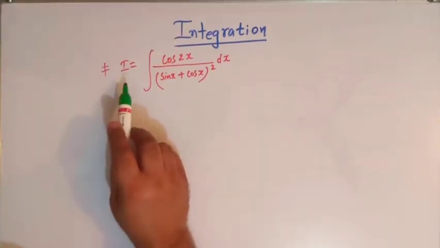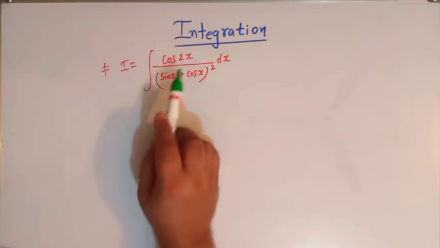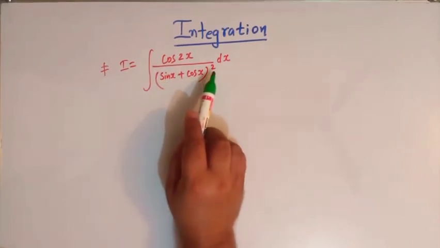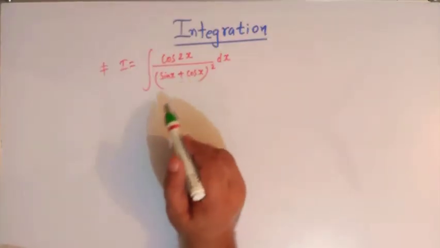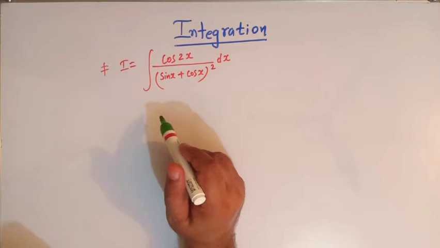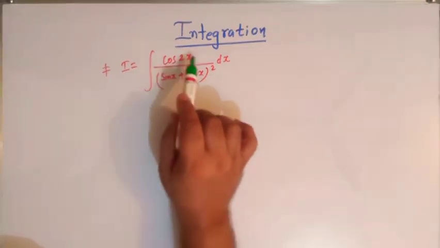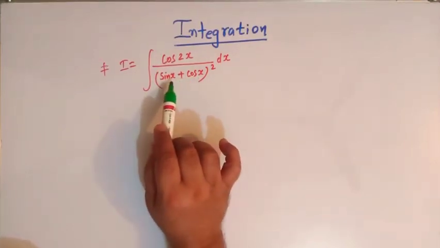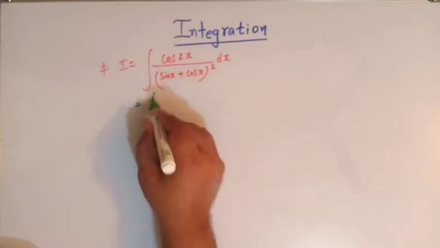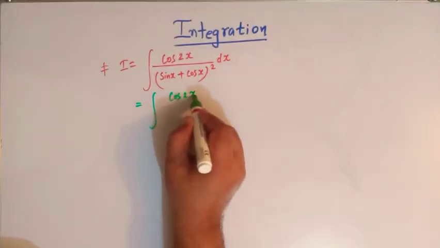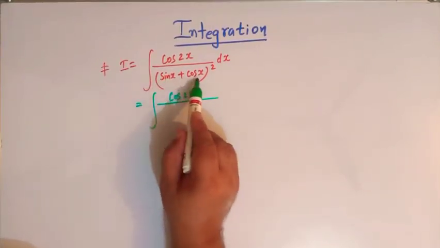Now let us take this problem. Here we have to integrate cos 2x divided by sine x plus cos x whole square. Now viewers, again this function seems very difficult, but it is not that difficult, right? Why? Because we can simplify this expression first before integrating, and what we will do, we will write it as cos 2x divided by sin x plus cos x whole square.